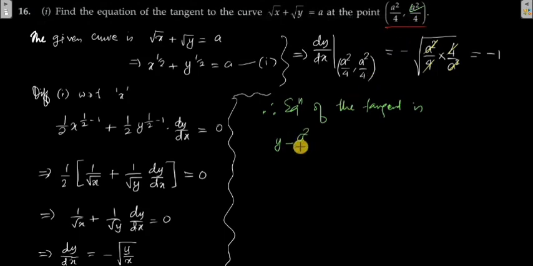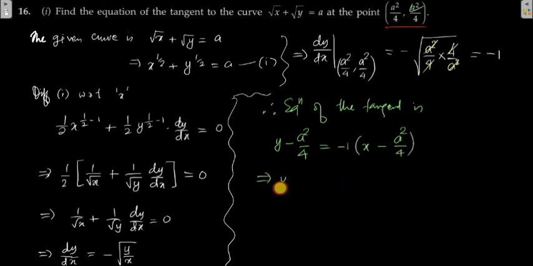Okay, so a squared by 4 is equal to dy by dx. Remember, for tangent you need to write dy by dx out here, which is minus 1, into x minus x1. x1 is also a squared by 4, isn't it? Okay, now open the bracket.